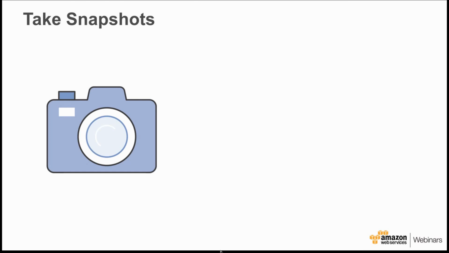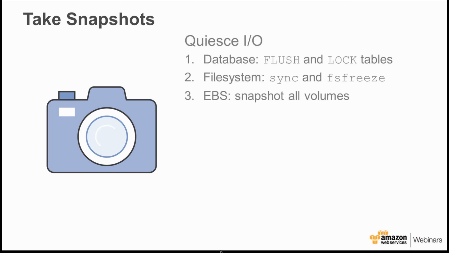Now again, a snapshot only captures what data has been written to disk, so you need to do some housecleaning to make sure you get every OS kernel and every application flushed out to disk. So here's the best practice for doing that in Linux. The first thing you want to do is to quiesce your I/O. So first start by pausing your application, and if you're running a database, doing a flush or lock table, and then on your file system, run a sync or fsfreeze, and then issue the API call to snapshot all your volumes attached to your instance.